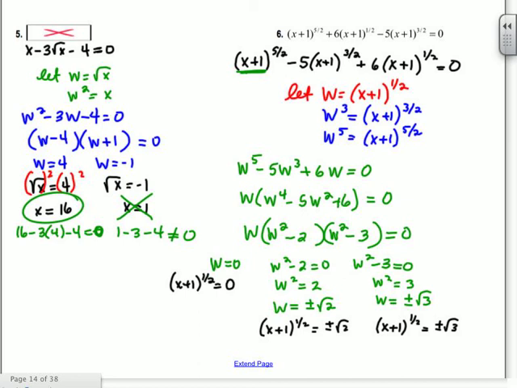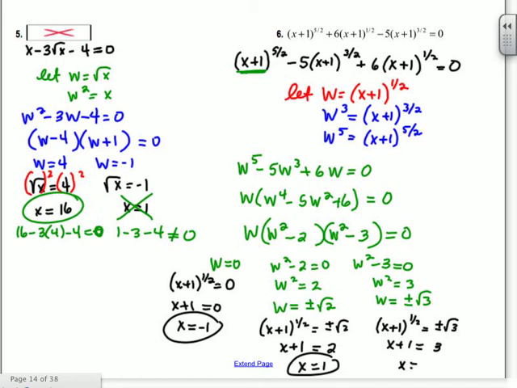Okay, first one's pretty easy. Don't just write 0 equals x, because you square both sides, so you get 0 equals x plus 1. So x equals -1. The next one, square both sides. So when I square positive square root of 2, what do I get? 2. When I square negative square root of 2, I get 2. So I have x plus 1 equals 2, so x equals 1. And when I try this last one, I square both sides, I get 3. So x plus 1 equals 3, so x equals 2.